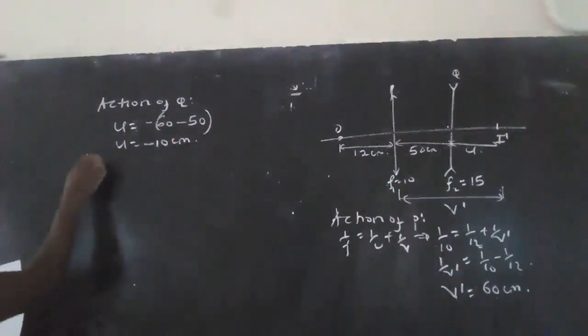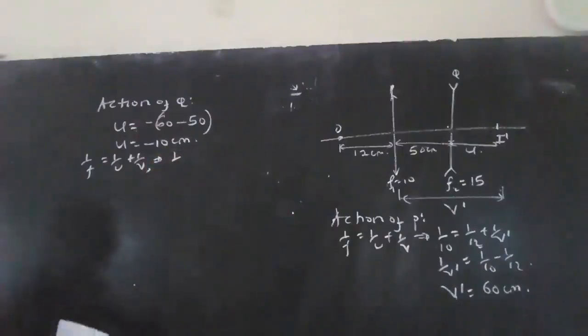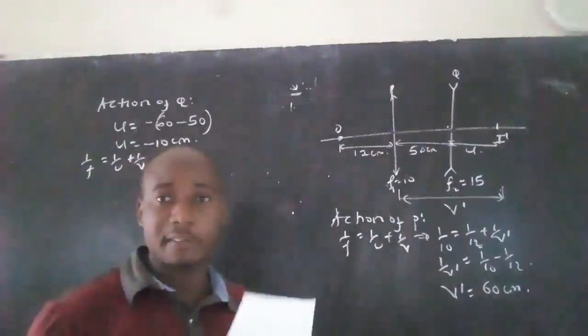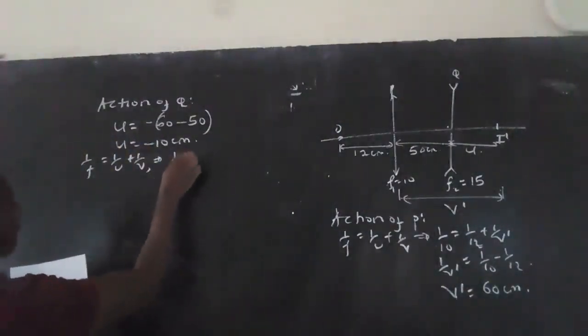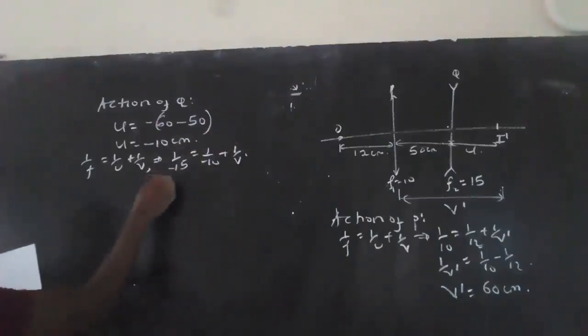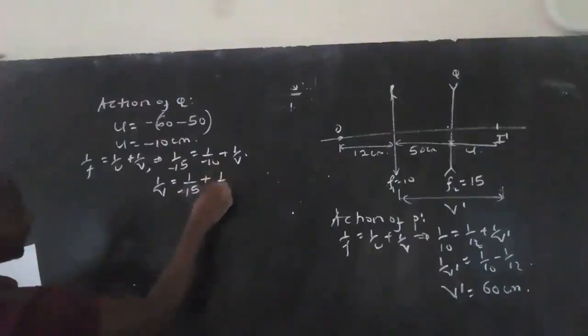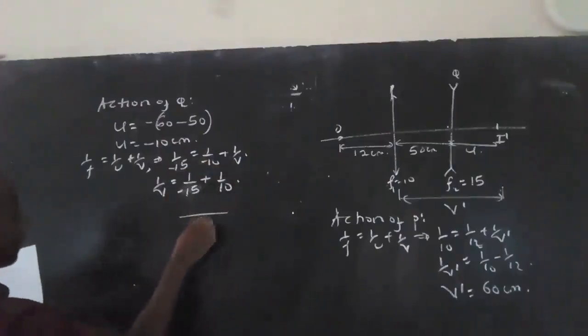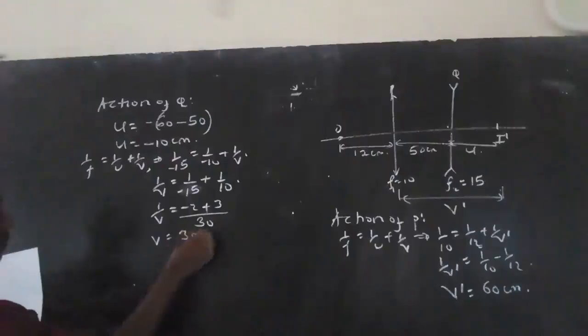So using 1 over f equals 1 over u plus 1 over v, this is the diverging lens, meaning that the focal length is negative. So focal length is negative 15, equal to 1 over negative 10 plus 1 over v, the final image. So 1 over v will become 1 over negative 15 plus 1 over 10, which is negative 2 plus 3, over 30, so 1 over v. So our v becomes 30 centimeters.